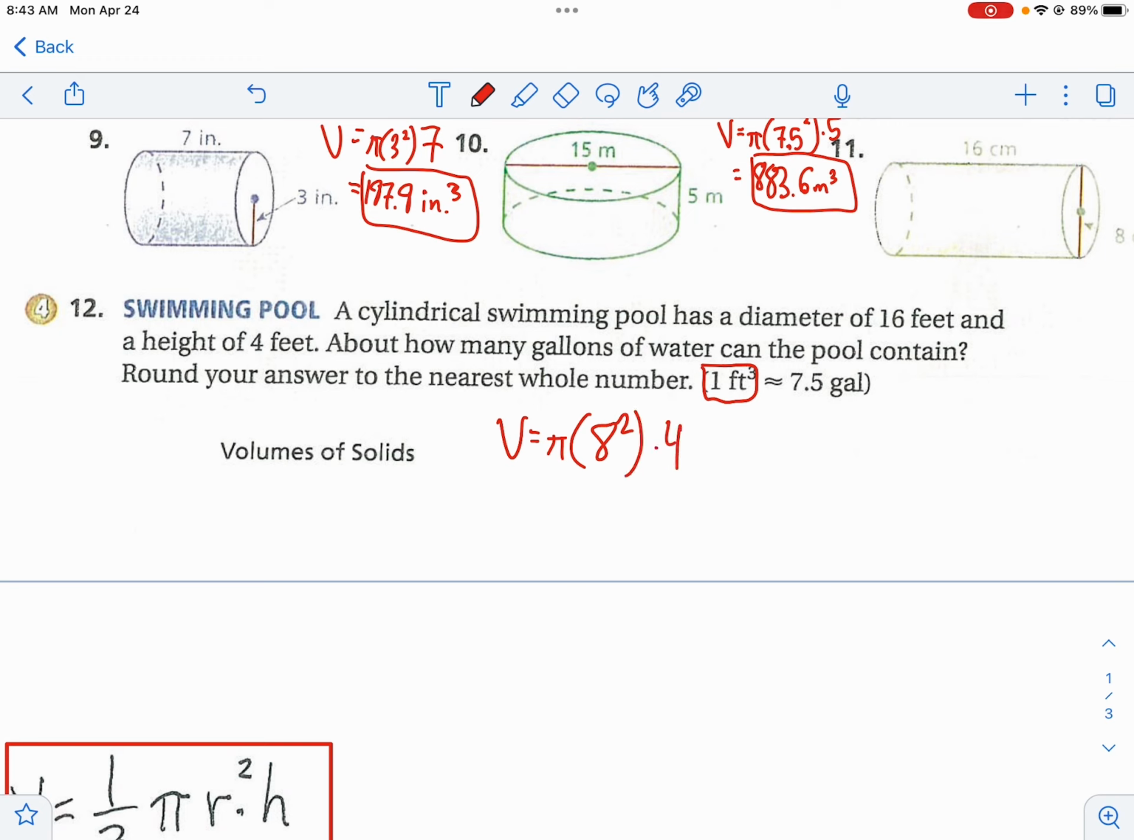64 times 4 times pi gives me 804.2 feet cubed. And then I need to take that and divide by 7.5 gallons per cubic foot. And that takes me to 107.